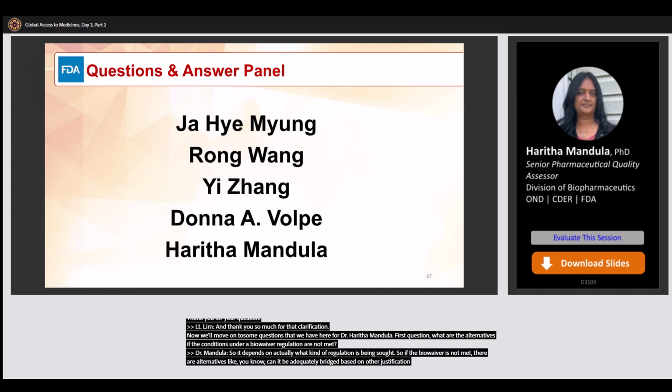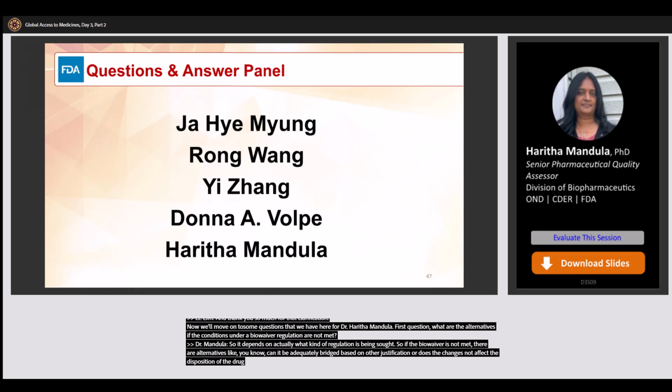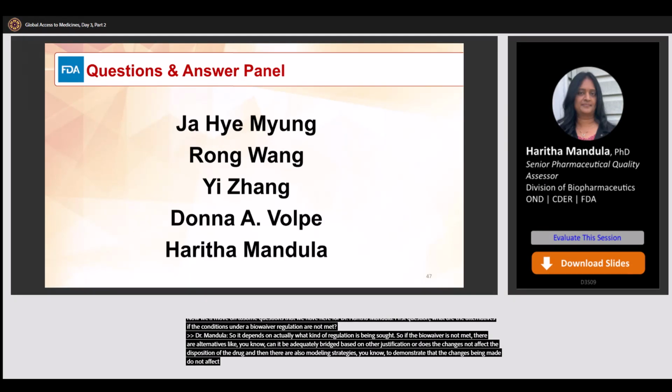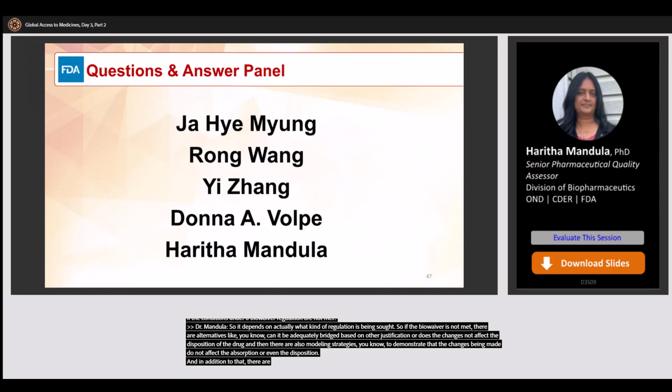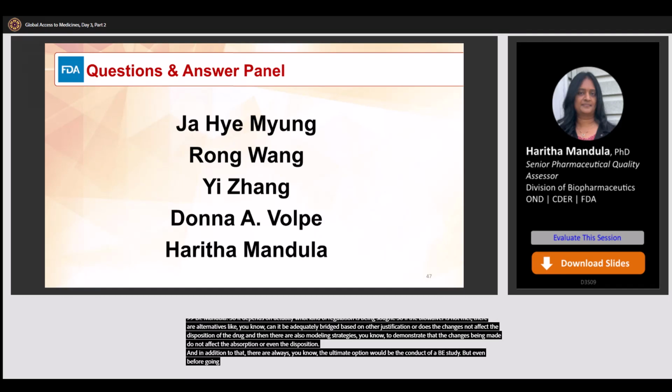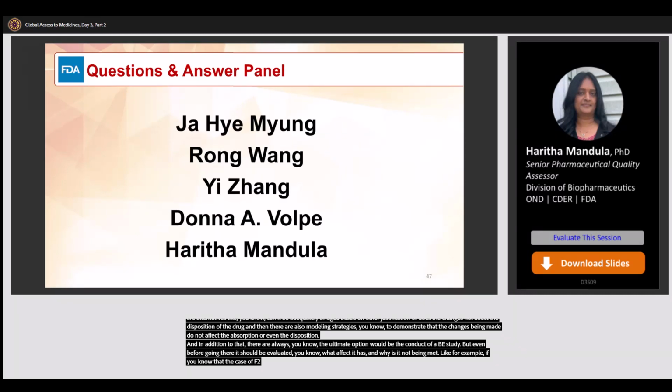Does the change not affect the disposition of the drug? And then there are also modeling strategies to demonstrate that the changes being made do not affect the absorption or even the disposition. And in addition to that, the ultimate option would be the conduct of a BE study. But even before going there, it should be evaluated what effect it has and why it is not being met. For example, if it were the case of F2 similarity not being met, it has to be evaluated why it is not met. Thank you.